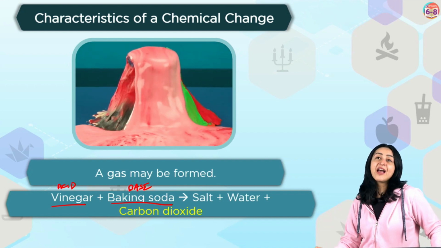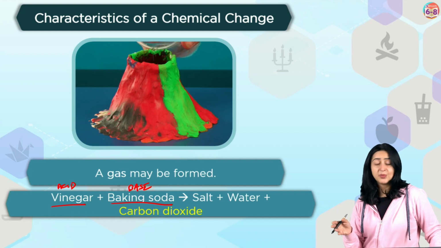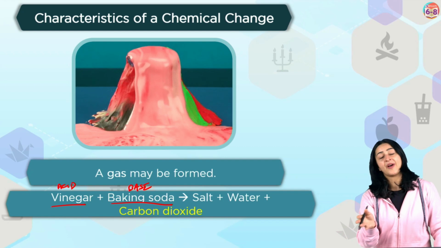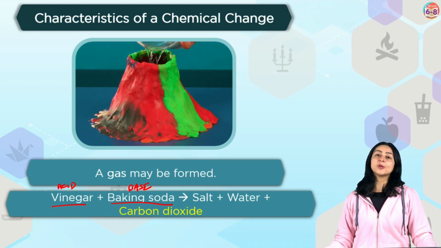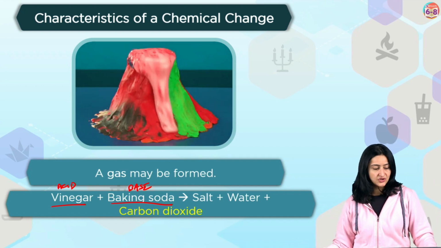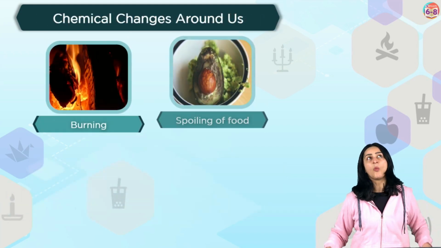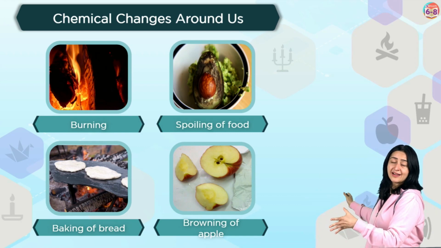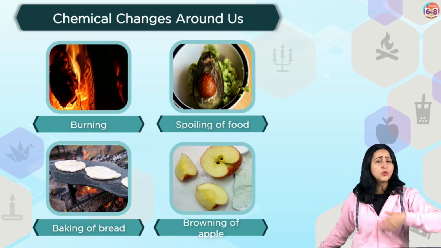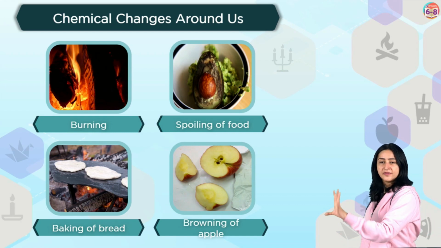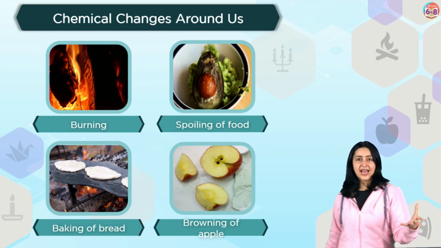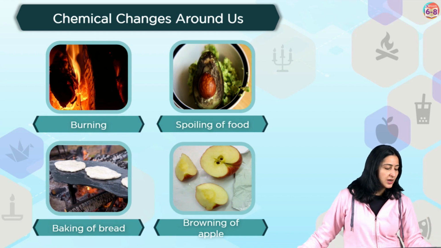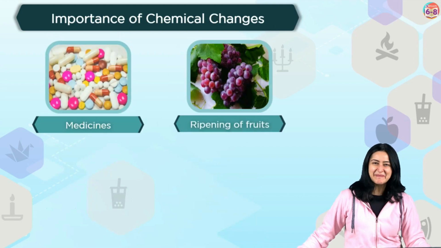Okay. So we have discussed chemical changes. What is a chemical change? We've taken a lot of examples, daily examples around us. We've talked about examples that we find in our NCERT book also. We've also spoken about characteristics of chemical changes. Now, let's talk about the fact that while we see chemical changes, again, there are a lot of chemical changes that happen around us. Burning, spoiling of food, baking of bread, browning of an apple, all of these are chemical changes. Having said that, are chemical changes good or bad? Well, like most things in this world, some changes can be good, some changes can be bad, right?